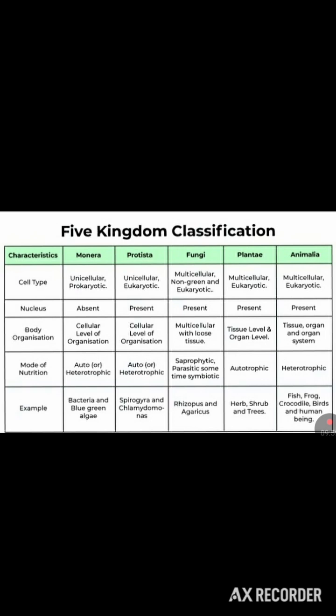Examples of kingdom Monera are bacteria and blue-green algae. Kingdom Protista contains Spirogyra and Chlamydomonas. Examples of kingdom Fungi are Rhizopus and Agaricus. Kingdom Plantae contains herbs, shrubs, and trees. Kingdom Animalia contains fish, frog, crocodile, birds, and human beings. All these kingdoms contain millions of species in them.